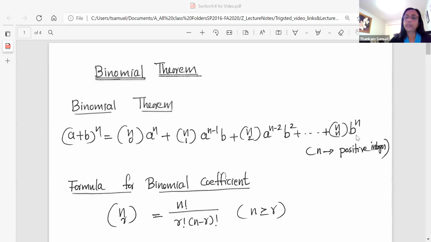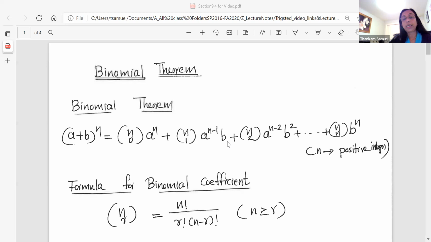Let's look at each term. When you look at the first term, a, in this expansion, the powers of a are in descending order, starting with a to the n, and the powers of b are in ascending order, starting with b to the 0. We know that b to the 0 is 1, so it is not shown in the first term.